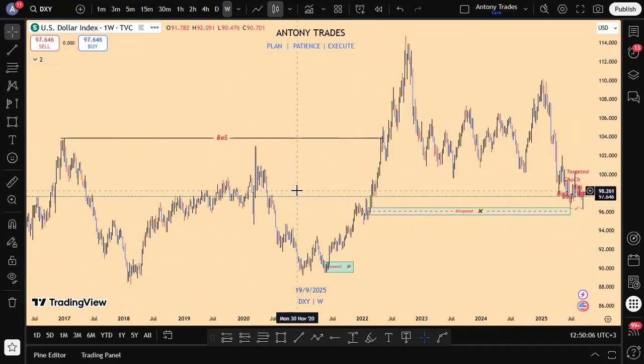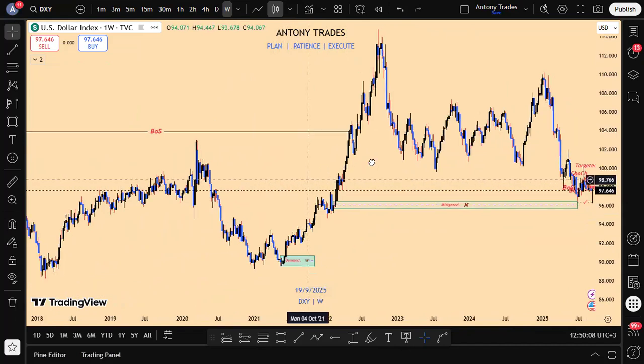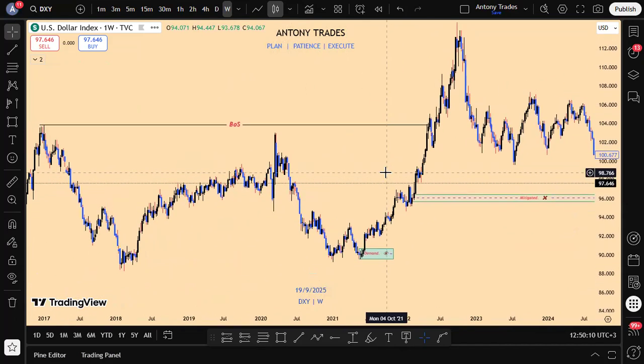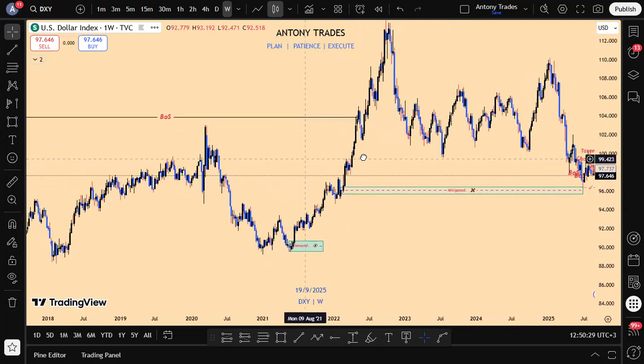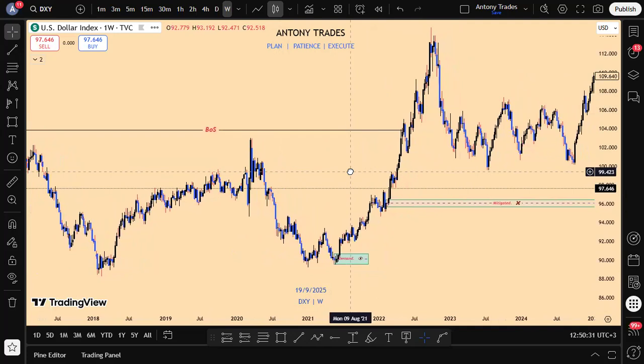Remember, this is the dollar index pair. You know very well, if you want to do the analysis for USD pairs, you want to look at the DXY to get a clean picture of which direction the market is going towards. Starting from the weekly time frame, remember this is a top down analysis.